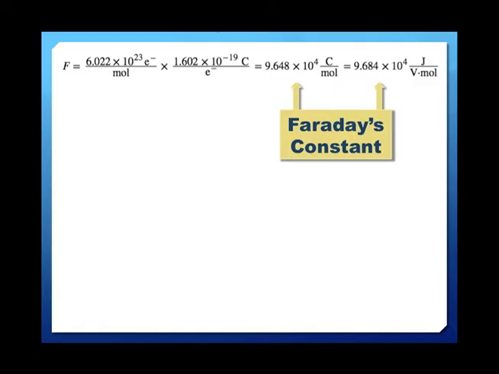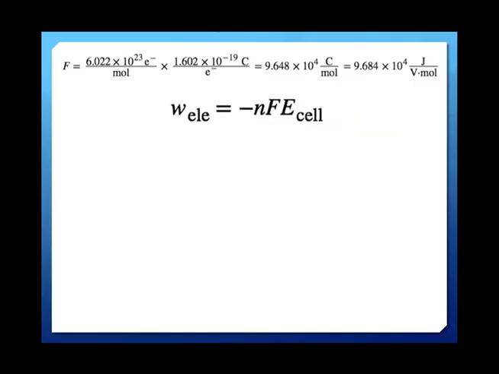From here, we should understand that if work is charge transferred times potential difference, then this equation will tell us the amount of work a cell can do. We have n, the moles of electrons from the balanced redox reaction, and Faraday's constant, which gives us the charge transferred, and then E cell is the potential difference. This value should be negative, since the cell will do work on its surroundings.